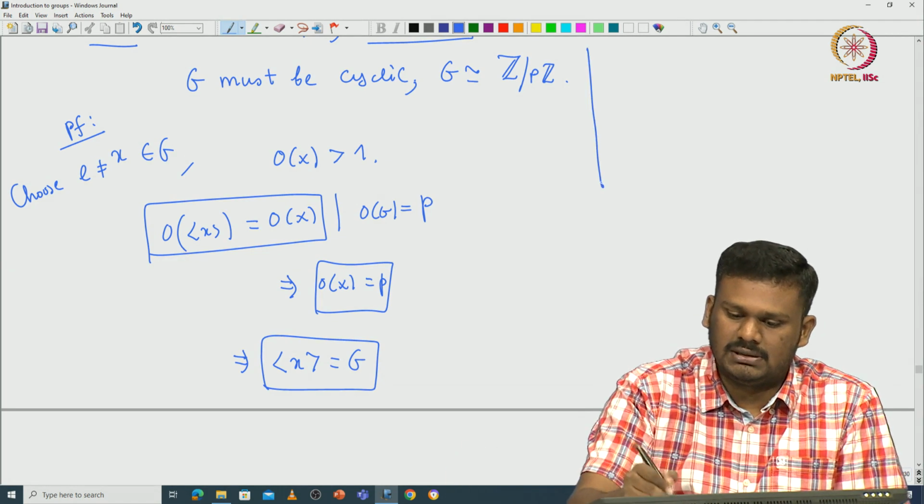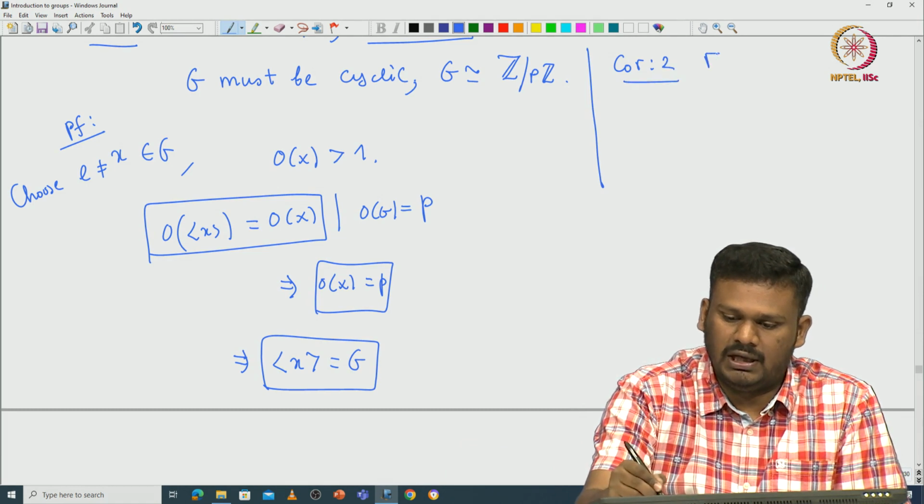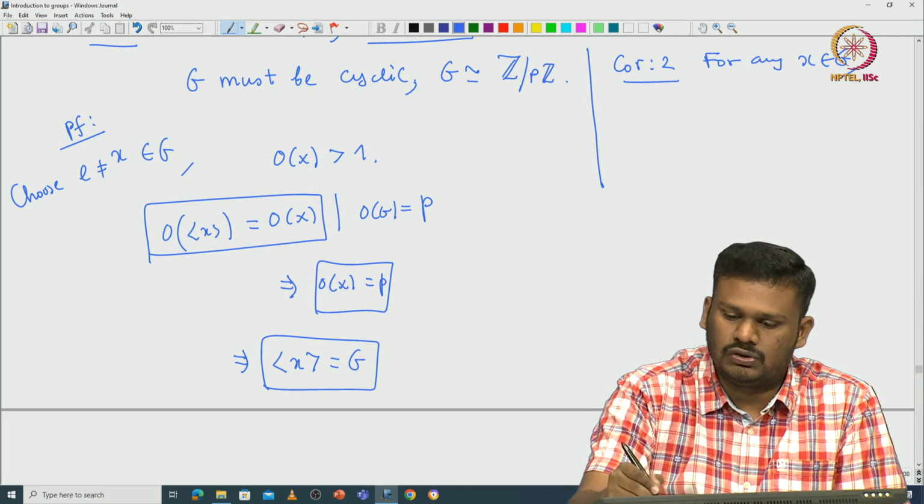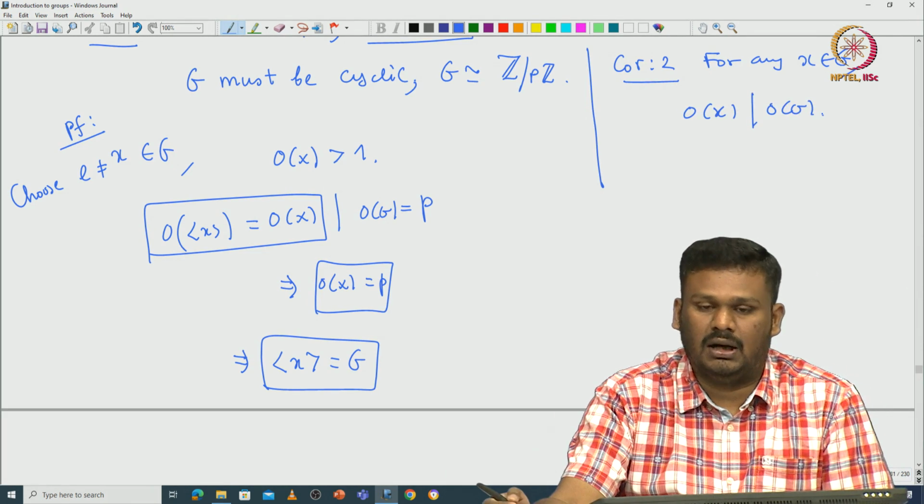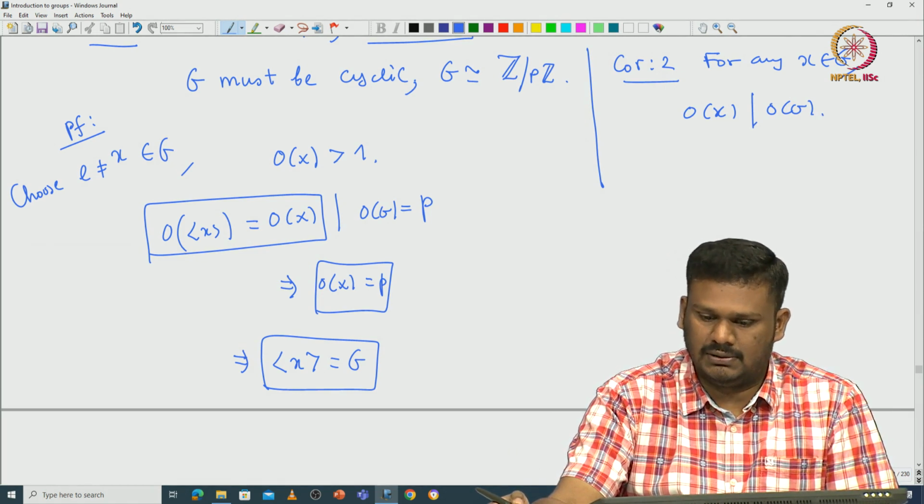If you notice, we also proved on the way another corollary. For any x in G, the order of x divides the order of G, because the order of x is nothing but the order of the subgroup it generates.